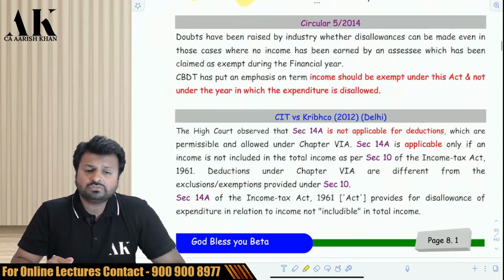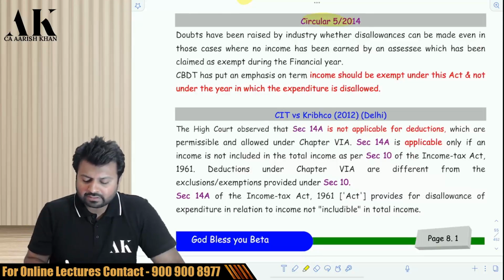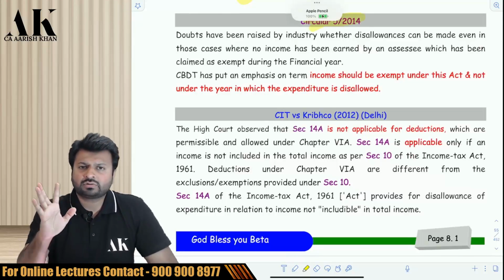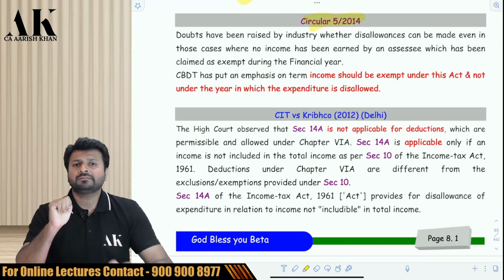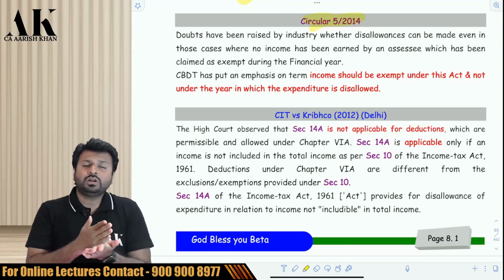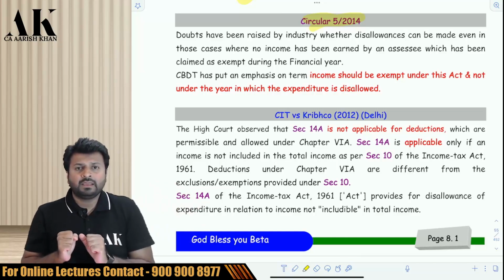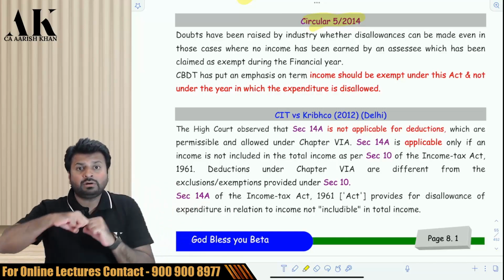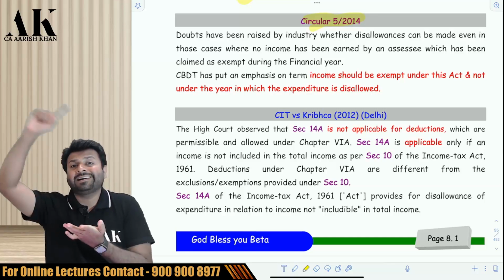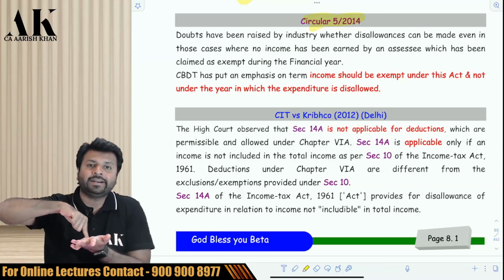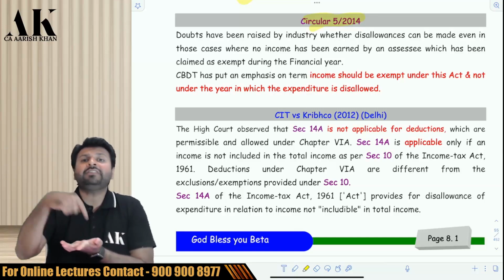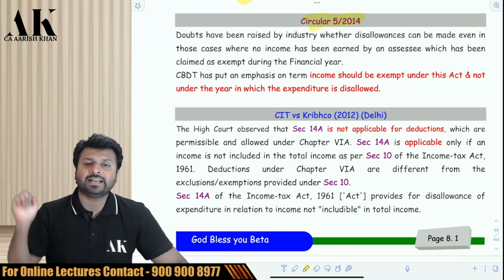Now, there are certain issues which we need to answer over here. First, CBDT Circular 5/2014, a very important circular. What does it have to say? Suppose I took a loan, and after taking that loan, I invested it in tax-free bonds. But I have not earned any income out of that tax-free bond in the current year. I'll be earning the income in the subsequent years, not in the current year. But I am incurring the expenditure of interest in the current year. Will the interest still be disallowed?